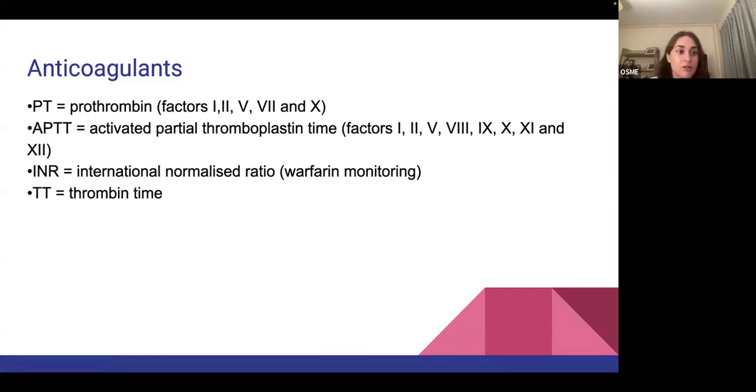So anticoagulants. So you've got prothrombin time. This is to do with factors 2, 7, and 10. APTT is affected by 8, 9, 10, 11, and 12. And then INR is essentially a ratio of PT and APTT, but it's used specifically in the context of warfarin monitoring. And then TT is thrombin time.